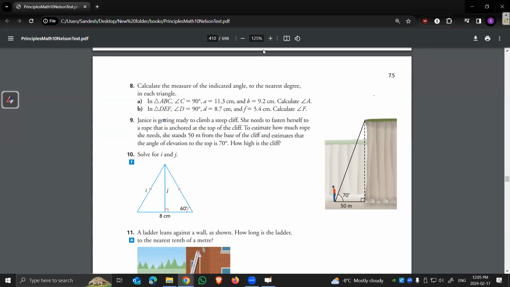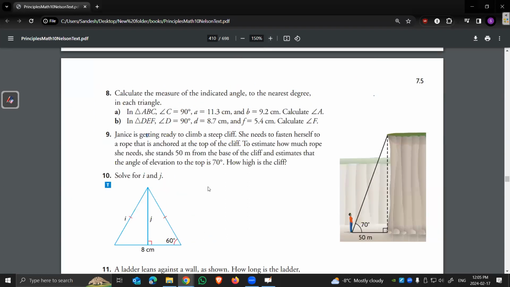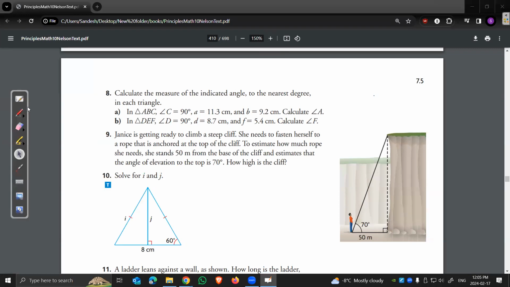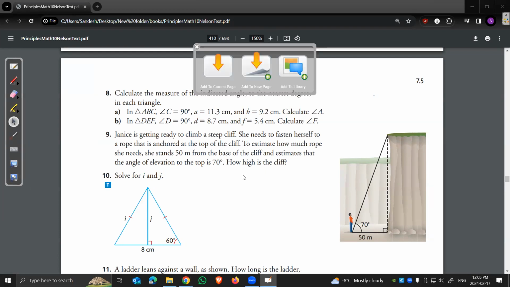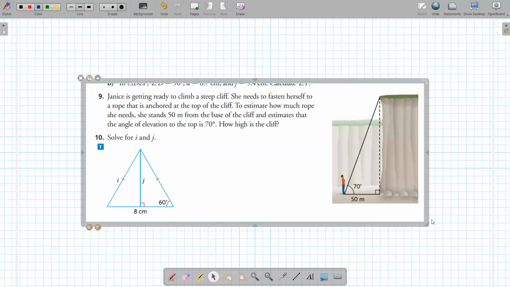If you know what you're looking for, most of these are going to be 2 steps, especially when you just start the unit. Like, let's look at this one. They've also given us a diagram. So we're doing question 9. The diagram is on the right.